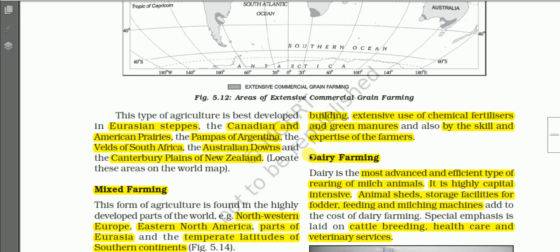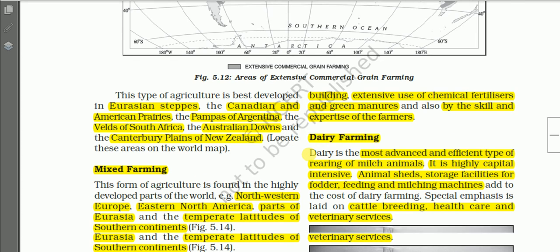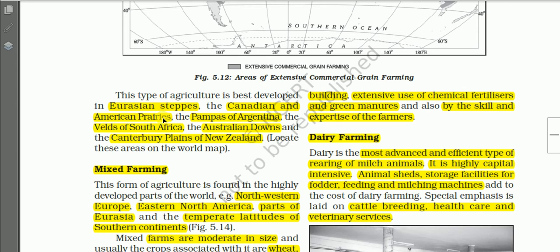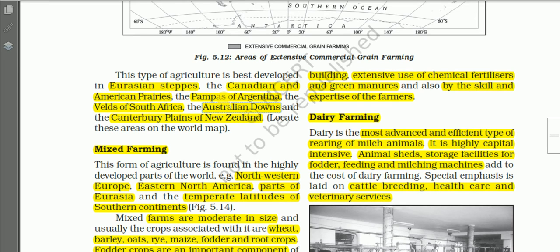About the areas where extensive commercial grain farming is practiced, this type of agriculture is best developed in the Eurasian steppes, that is temperate grasslands. Then the Canadian and American prairies, the Pampas of Argentina, the velds of South Africa, then the Australian Downs, and the Canterbury Plains of New Zealand. In these temperate grasslands, extensive commercial grain farming is practiced.